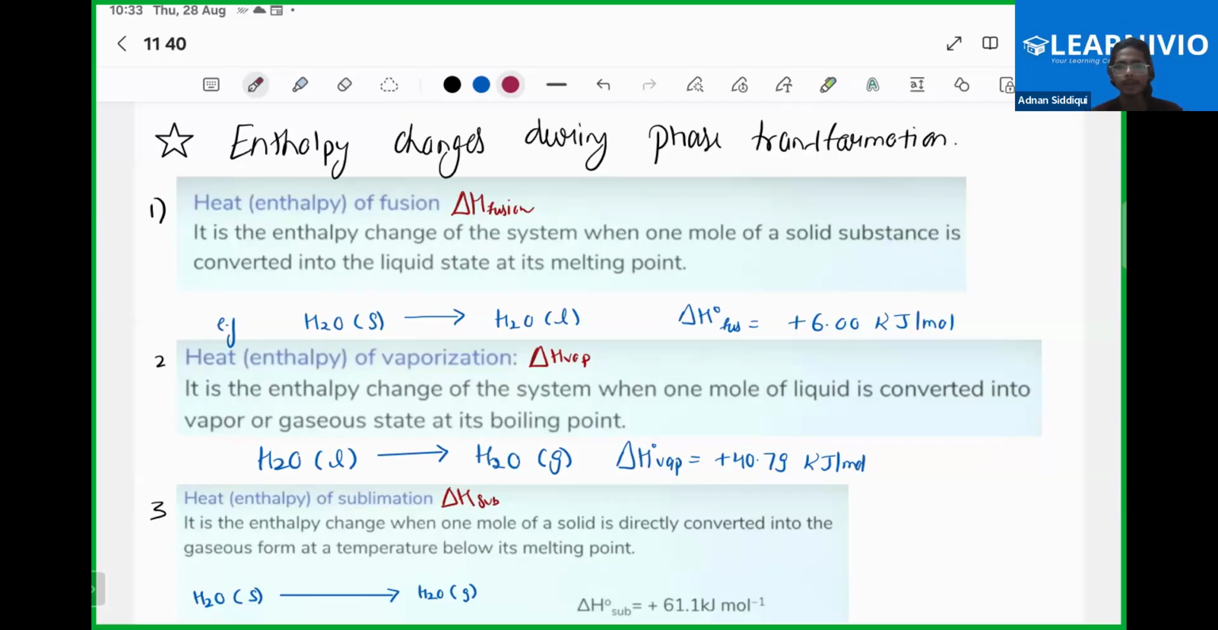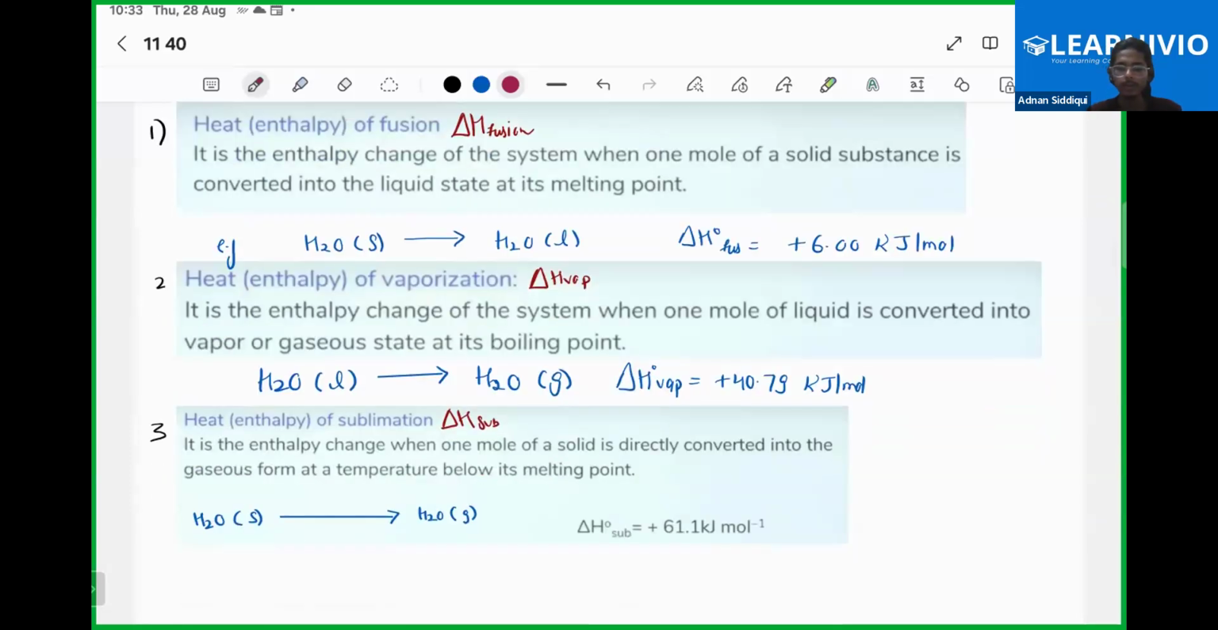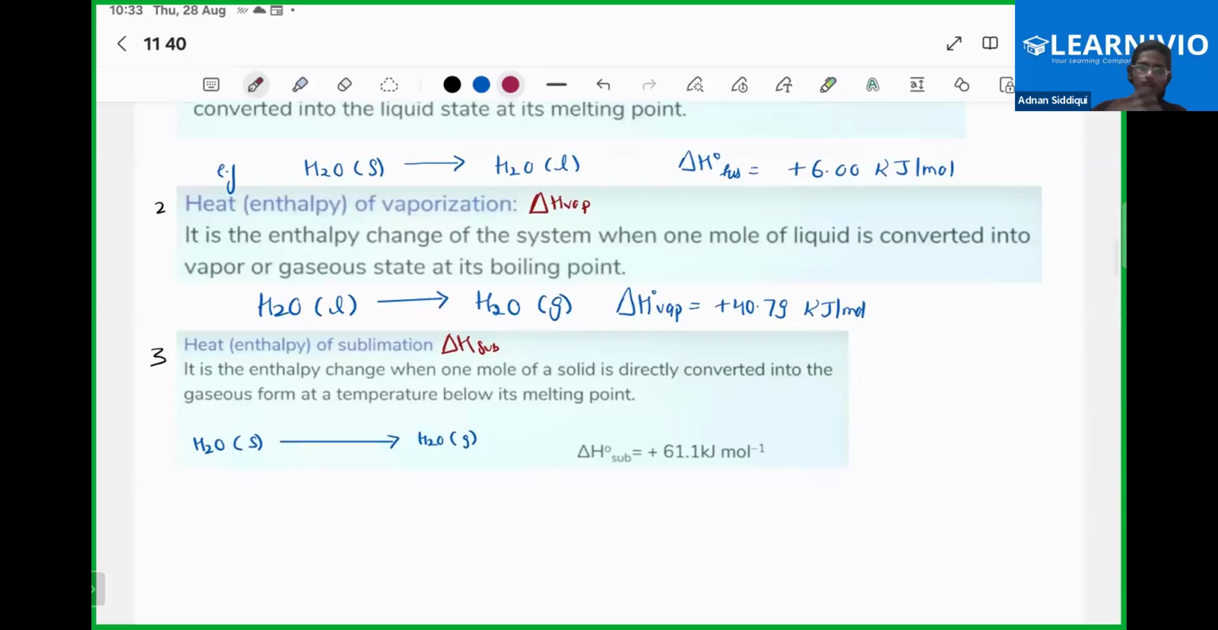And what is delta H vaporization? When you are going from liquid to gas, and for water it is plus 40.79 kilojoule per mole. And what is sublimation? Going from solid to gas, right?